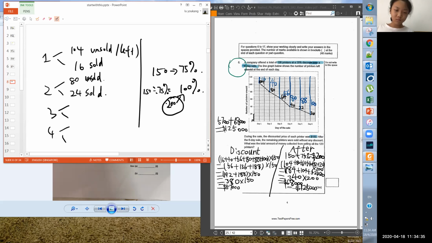So what you need to do is, you start with 120, and then after day 6, you have 20 left, right? So that means what? So 20 times 200, that is the money collected from the 20 that is unsold. And then that means you sold how many? You sold 100, right? So this 100 is at what price? This 100 is at 150. You get 15,000. So you just add up. That is the total money collected.